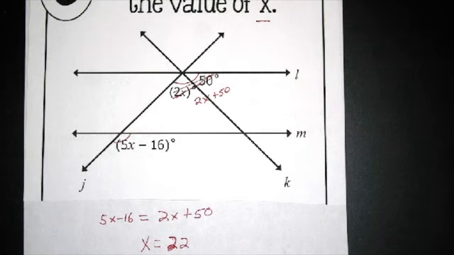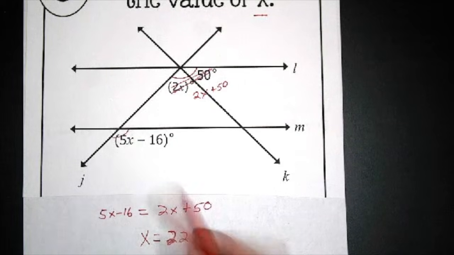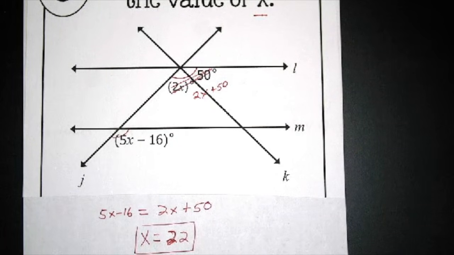Alright, so go back and read your directions. It says find the value of x. We did that. We found the value of x is 22. So problem 6 is now complete.